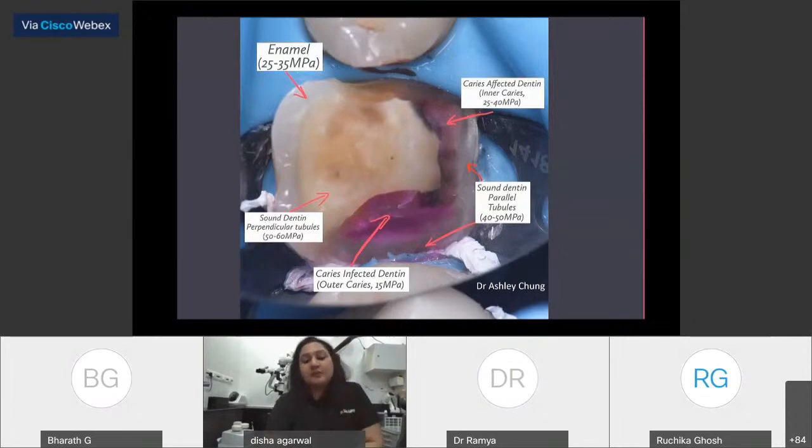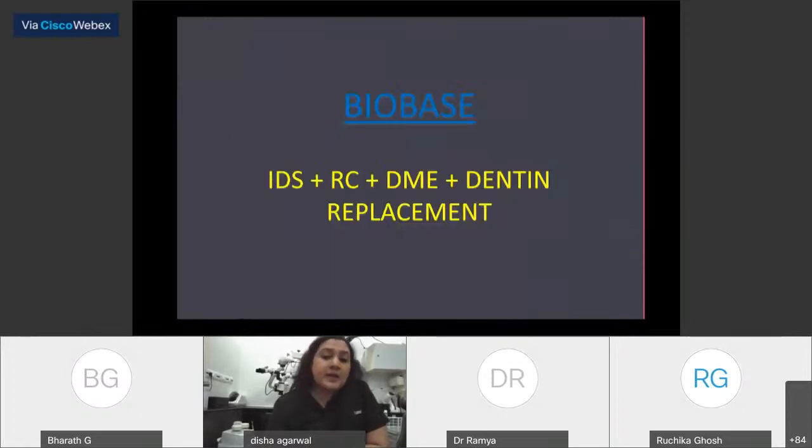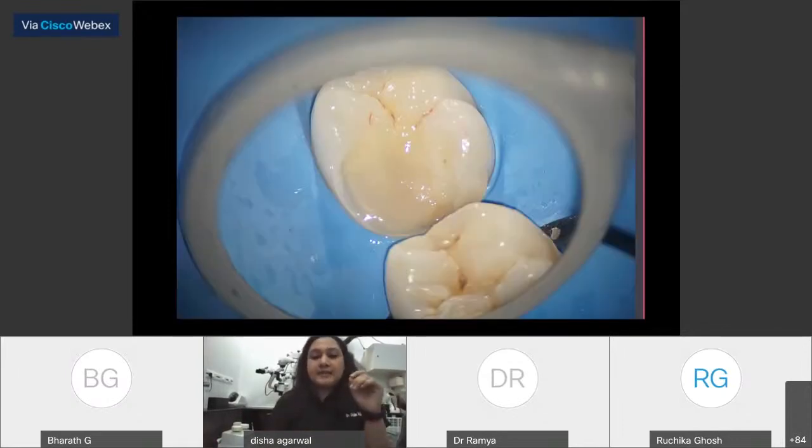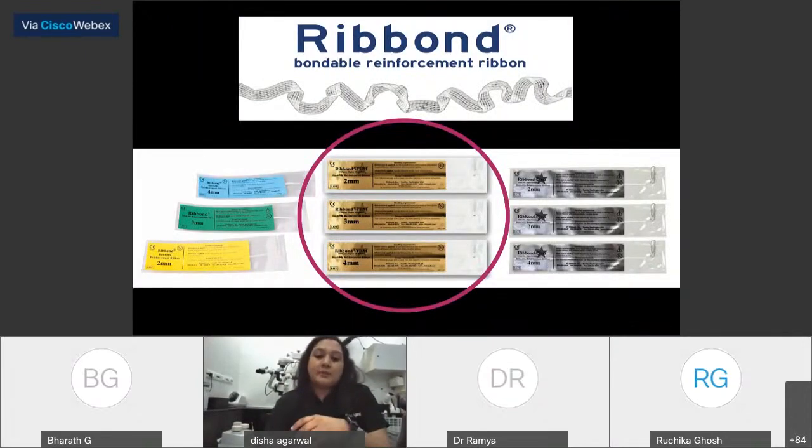So this is an insight. My friend, Dr. Ashley Chong, picture from her. A beautiful picture trying to tell you what is actually happening and what you really need to see when you do it. Another term we use is biobase. Biobase is a complete term we use for a dentine replacement. So at this stage I would call my biobase done. My air abrasion, priming, bonding, resin coating, and deep margin elevation and dentine replacement together form my biobase.